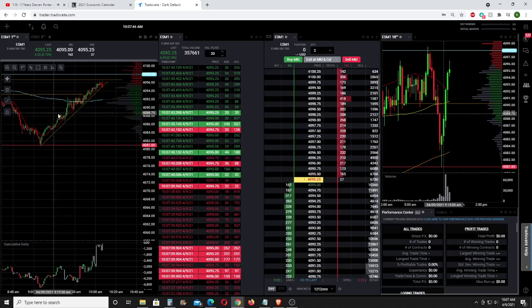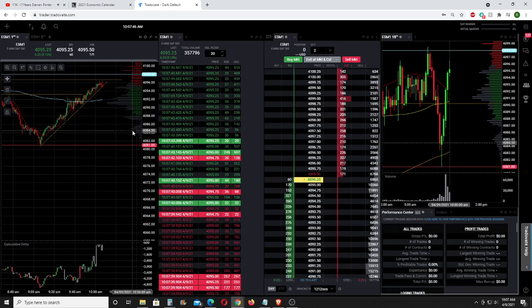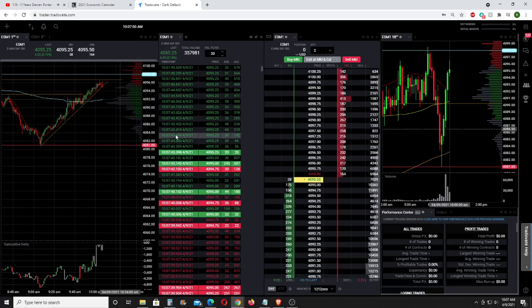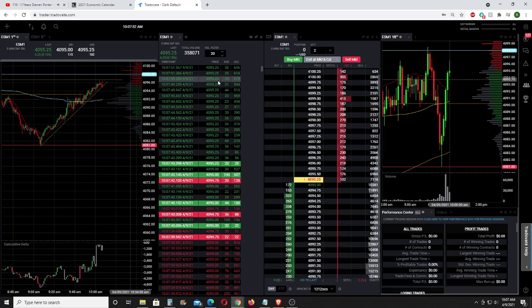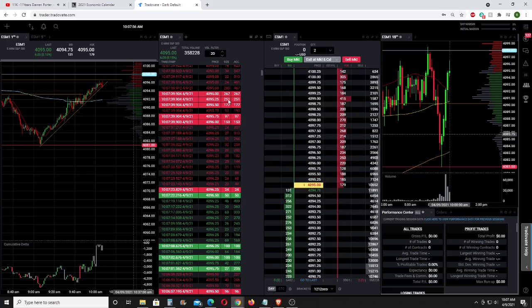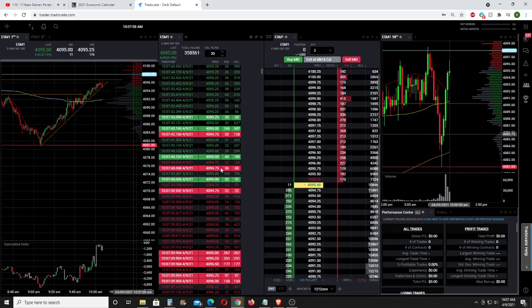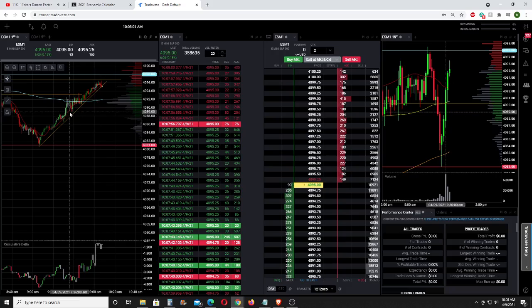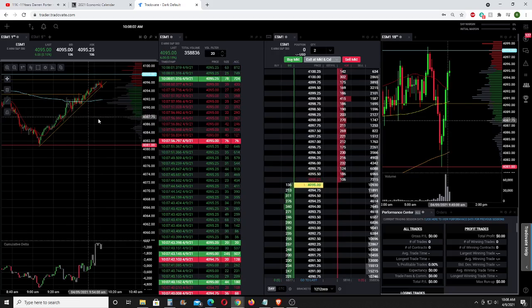Ooh, a lot of sellers now, and it didn't push down the market. A lot of buyers are coming in, picking it up. Look at this. Boom, boom, boom, boom, boom. 40.90. Yeah, that's a lot of profit taking there. All right.